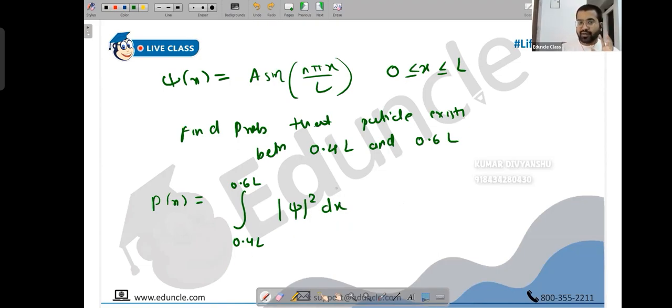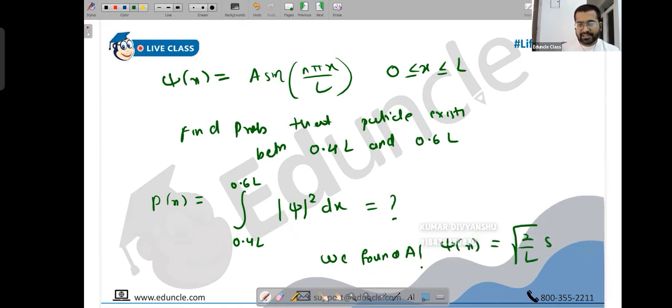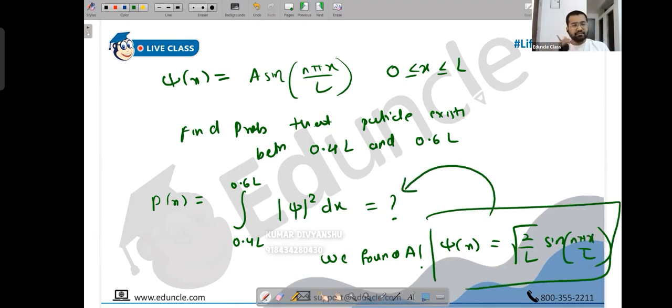So the first step is already done. We found the value of A. Because we got A, we got psi of x. Because we want to find this probability, we first found A, because you will require A, right? How can you solve otherwise? So we found A, and after that we got that psi of x was root of 2 by L sin n pi x by L, and now we can solve further and substitute this here. Copy.